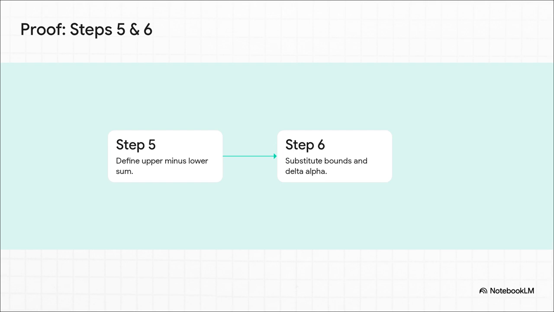Substitute Mi equals f of xi and mi equals f of xi minus 1, तो हमारी इक्वेशन क्या बनेगी? U of P, f, alpha minus L of P, f, alpha equals sum i equals 1 to n, bracket f of xi minus f of xi minus 1, delta alpha i. Or क्योंकि delta alpha i a constant है, we can pull it completely outside the sum.